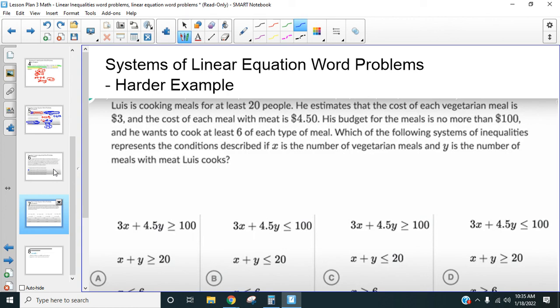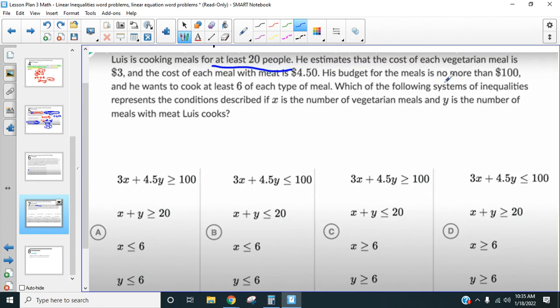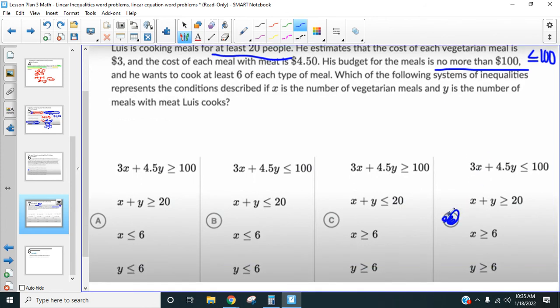Last one, harder example, actually to me would be the easiest of the two, right? If we identify the phrases that they use for the inequalities, like this, at least 20, I don't even have to know what they're referencing. I don't care about the variables. Most of these SAT questions are the same way: at least 20, and then no more than 100. So at least 20 has to be greater than or equal to 20. And this one, no more than 100. Only D has those two.